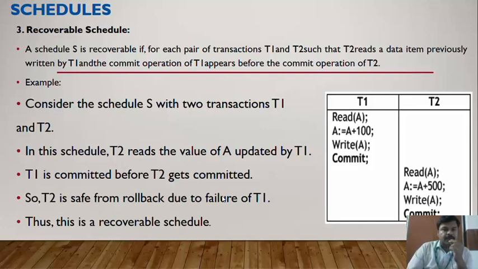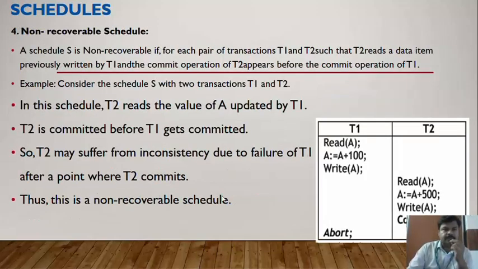So in this schedule, T2 reads the value of A updated by T1, because initially A will be 100. With that A equal to 100, it can be taken by T2. So at the end, what will be the result in write of A? 600 will be in write of A. So in case of a rollback due to the failure of T1, T2 is saved, thus this is a recoverable schedule. T1's A equal to 100 will be stored, so the data of T1 can be recovered.